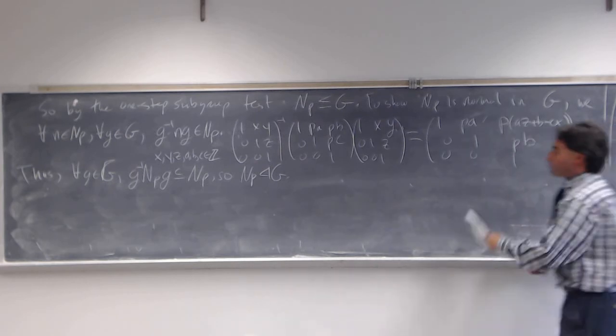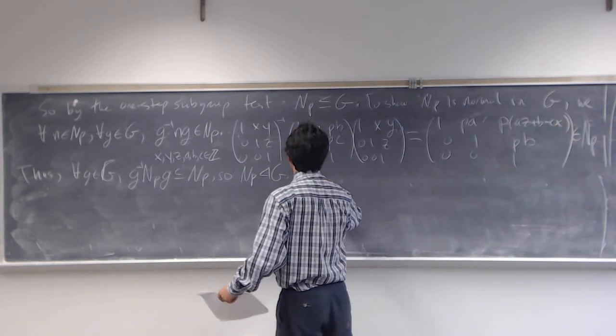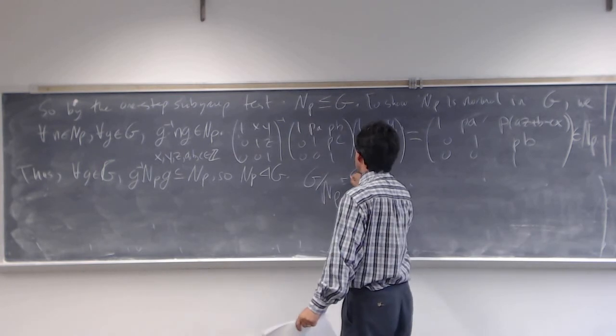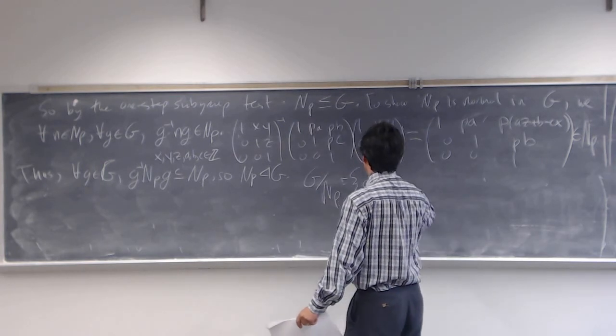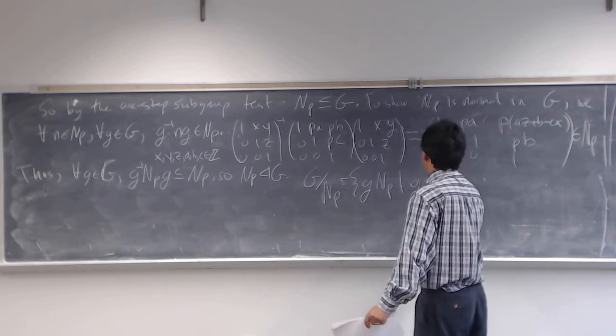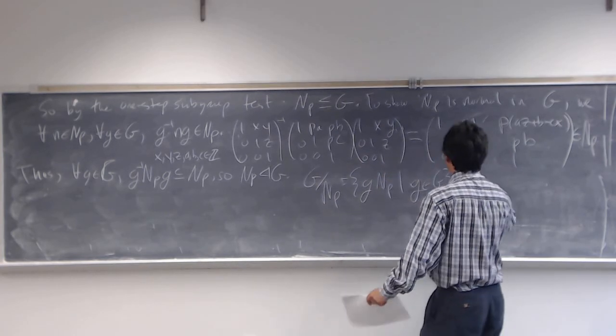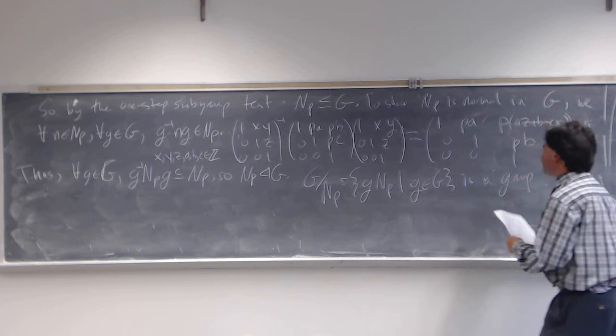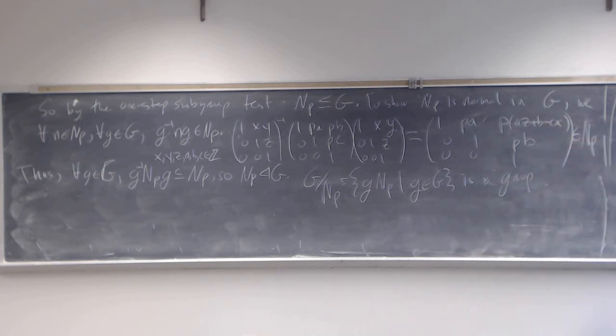So let's look at some things. G of n mod p, which again is the set of all gN_p, where g is in G, is a group under multiplication of what I called a couple lectures ago, multiplication of complexes, set multiplication.